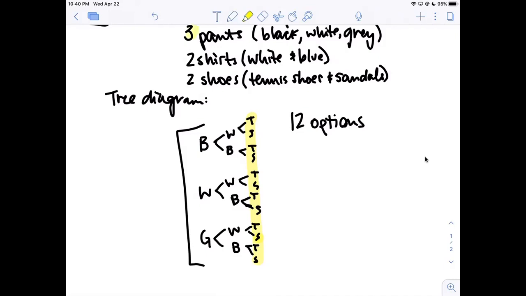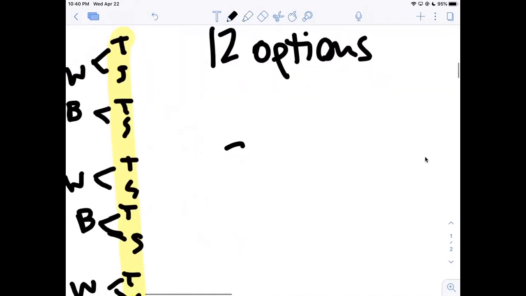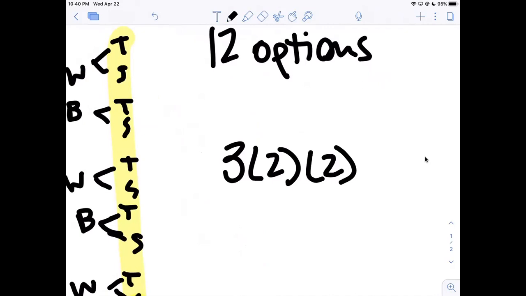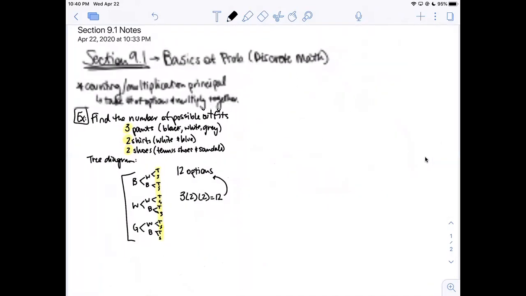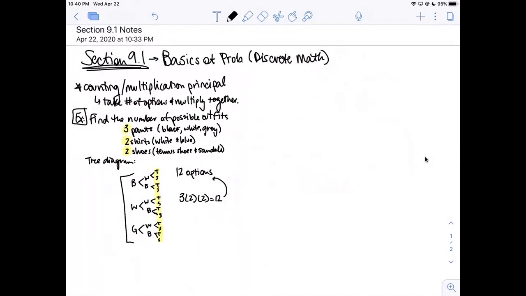So I can say, okay, I've got 3 pairs of pants times 2 shirts times 2 shoes. 3 times 2 times 2. 3 times 2 is 6. 6 times 2 is 12. Is that the same number as I got above? Yes. So you can count or you can multiply. That's why it's called the counting multiplication principle. Who would have thought? All right, now we have another one.